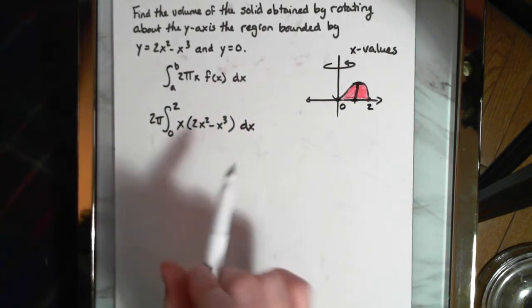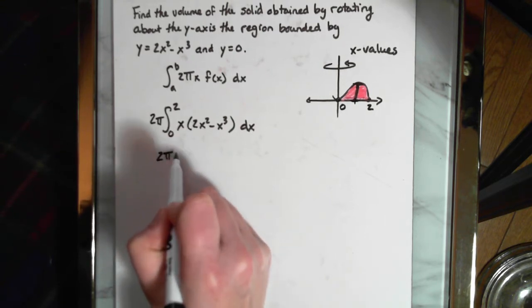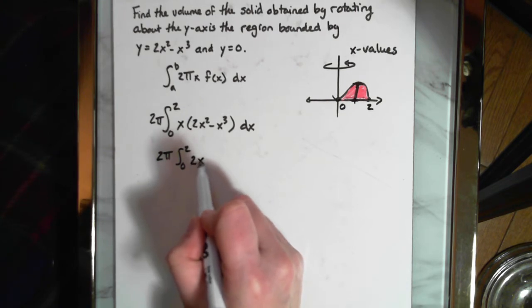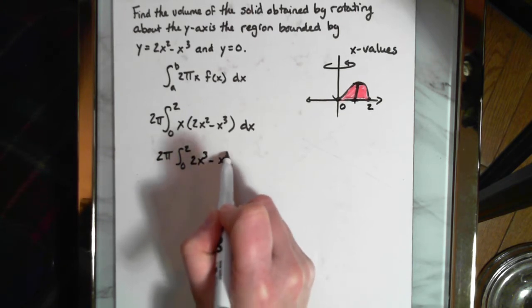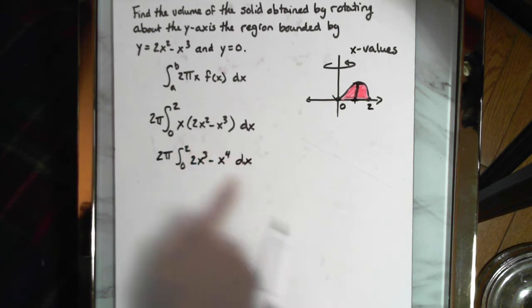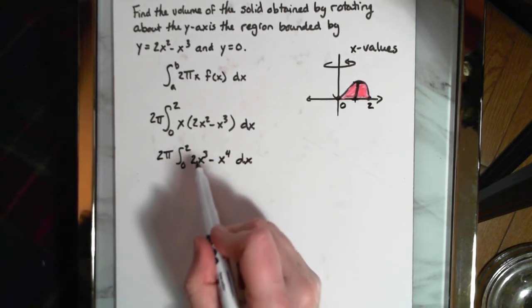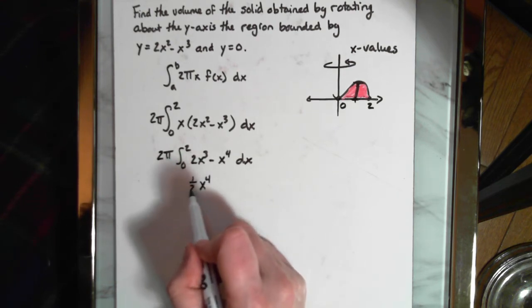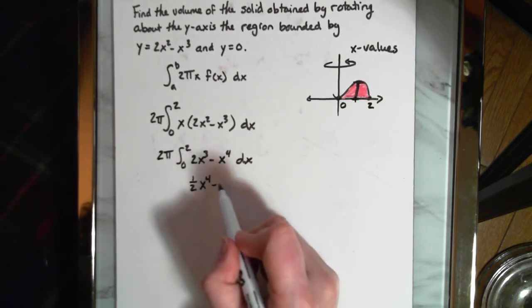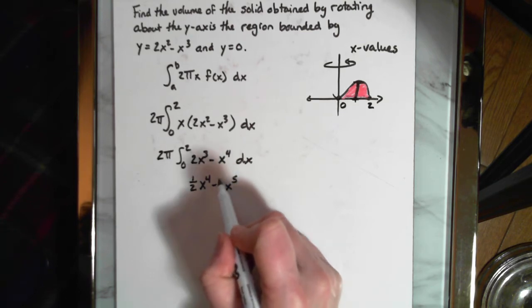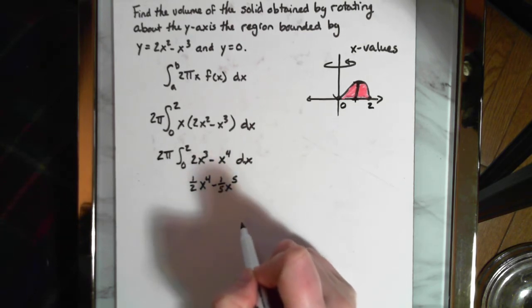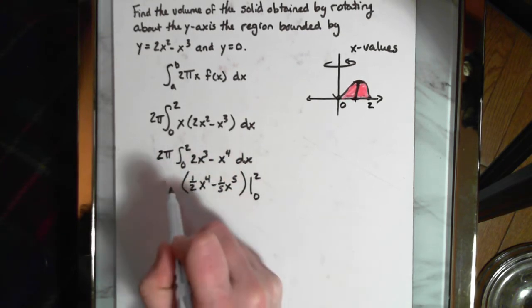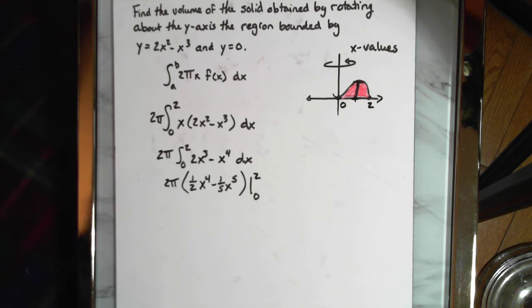First I'm going to distribute in my x. So I have 2 pi times the integral from 0 to 2 of 2x cubed minus x to the 4th dx. Now I'll do the antiderivative of this. This goes up by 1 on the power, and then 2 divided by 4 is 1/2. This goes up by 1 on the power, and then divide by that 5. It's evaluated from 0 to 2, and I can't forget my 2 pi at the end here.